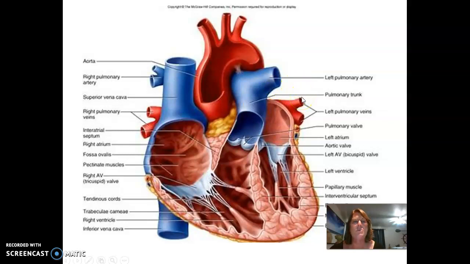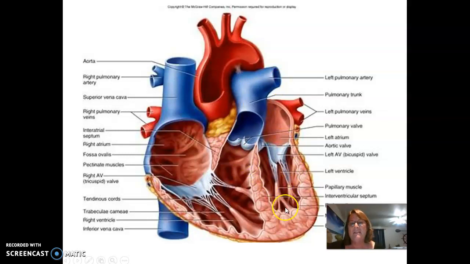And then that new, fresh, oxygenated blood comes in through the pulmonary veins, 4 pulmonary veins, 2 on the left, 2 on the right, but they all dump into the left atrium, through our bicuspid or mitral valve into the left ventricle, and then out the aortic valve, out the aorta, into the body.